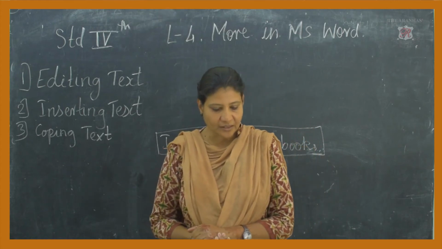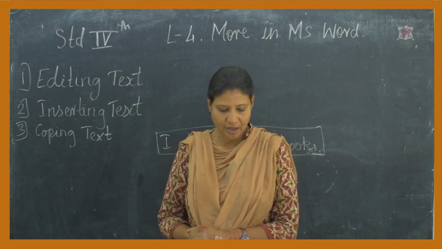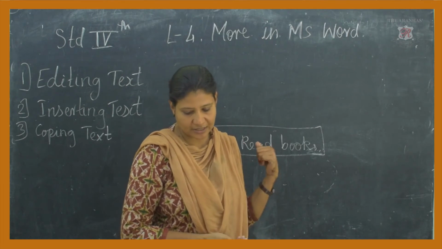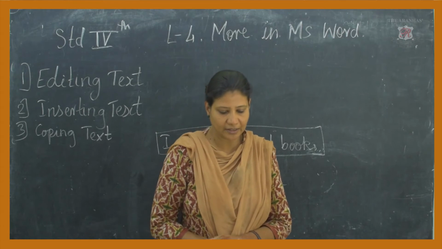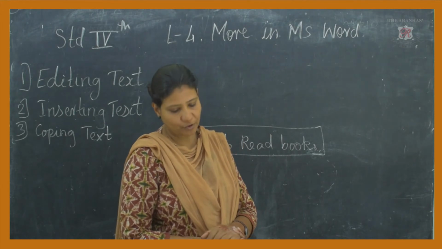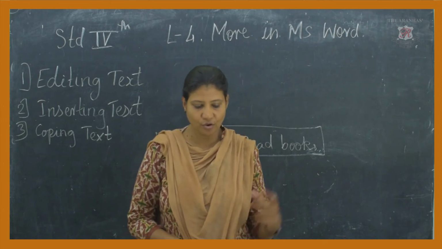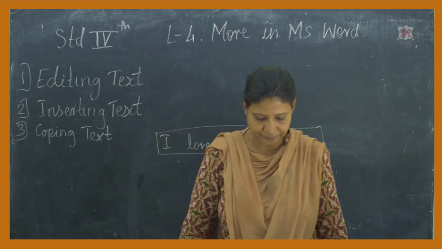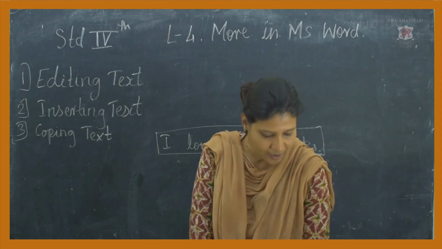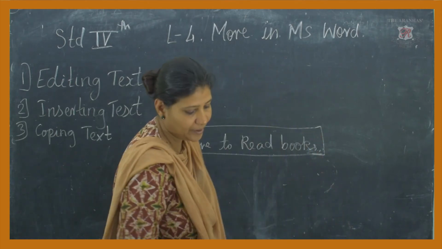So, this can be done by copying or moving the text. First, select the text you wish to copy. Whatever you want to copy, you first have to select the text. Then click on the copy button in the clipboard group of the home tab. After that, where you want to paste, you can paste it, or there is a shortcut key, Ctrl C to copy and Ctrl V to paste.